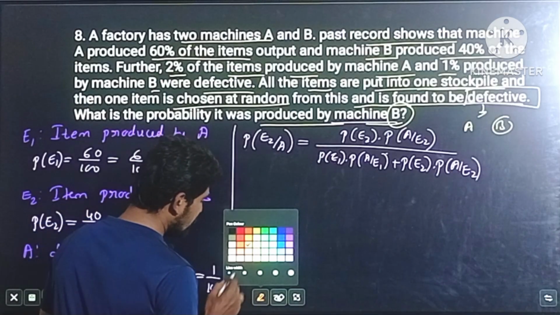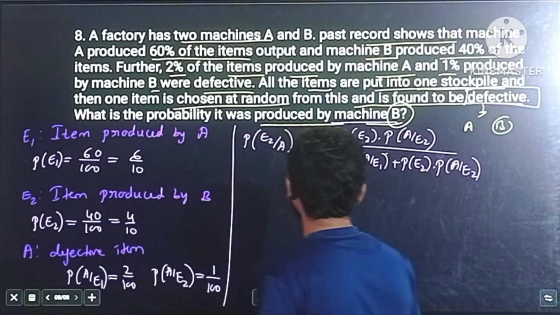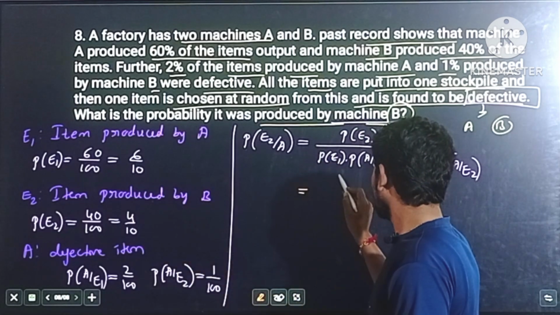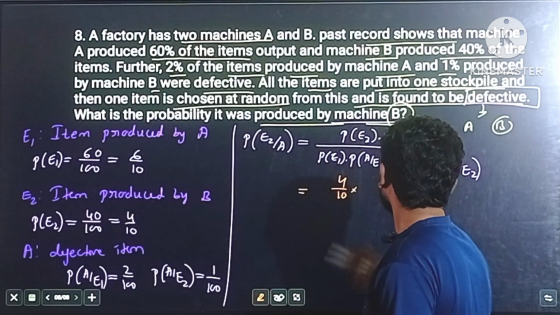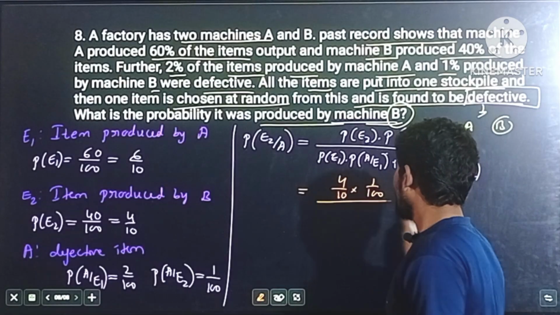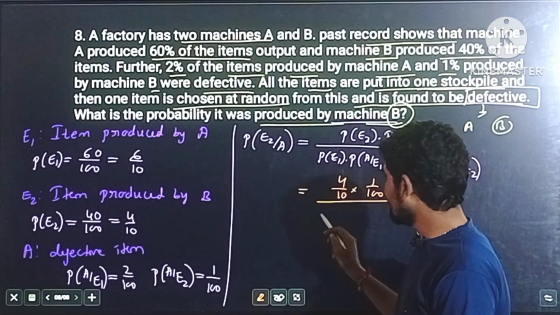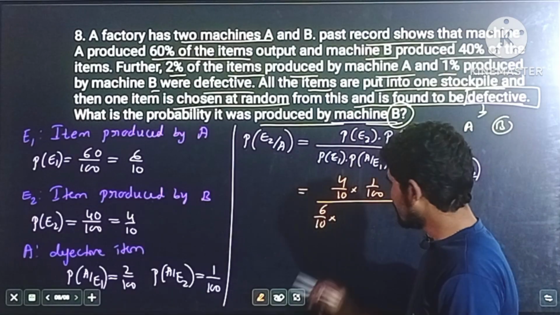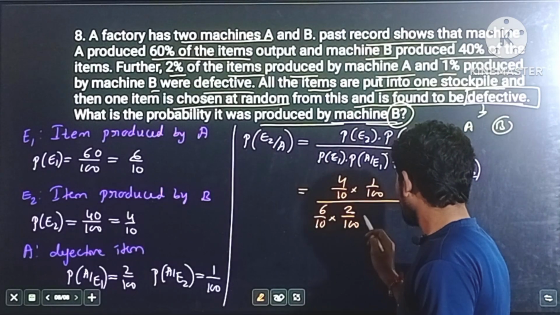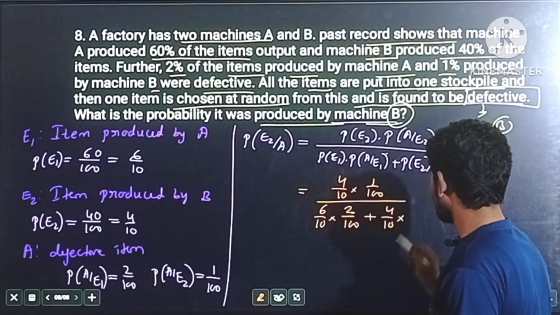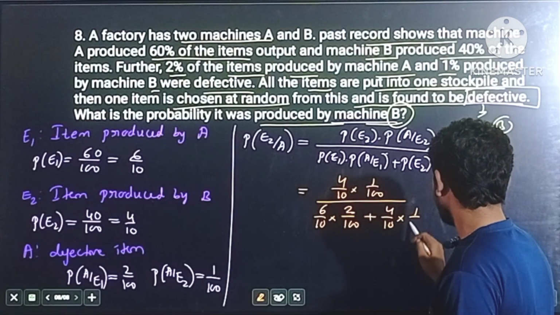Now use these values in the formula for probability of E2 given A, where probability of E2 is 4 by 10 into probability of A given E2 is 1 by 100, whole divided by probability of E1 is 6 by 10 into probability of A given E1 is 2 by 100, plus probability of E2 is 4 by 10 into probability of A given E2 is 1 by 100.